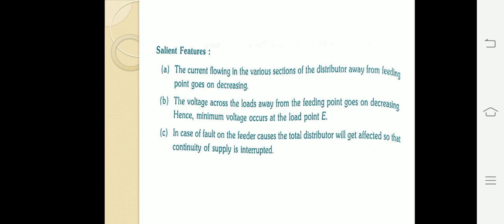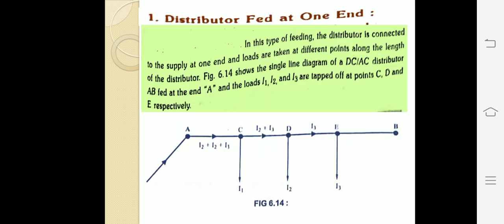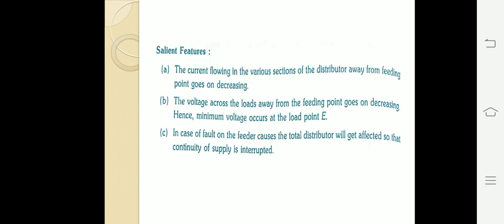The current flowing in the various sections of the distributor away from the feeding point goes on decreasing. See here, in the section AC, the current is high: I1 plus I2 plus I3. In the section CD, the current is I2 plus I3. In the section DE, the current is only I3. So we can check this: while moving from A to B, the current is decreasing. That's why I wrote the point, the current flowing in the various sections of the distributor away from the feeding point goes on decreasing.